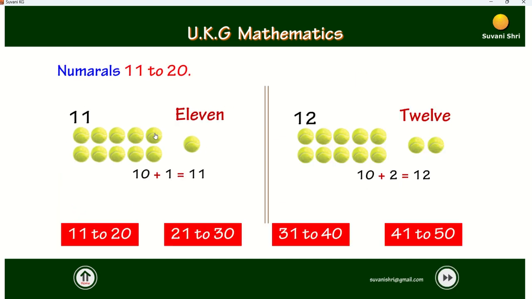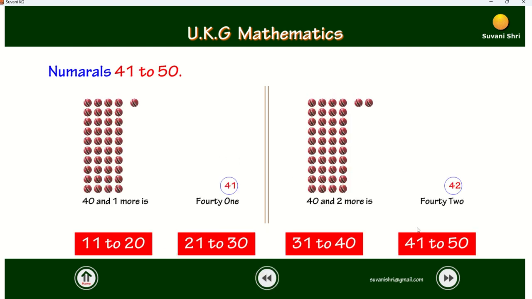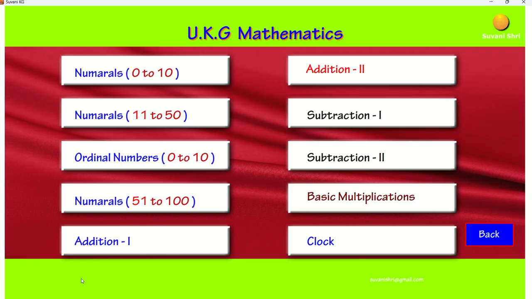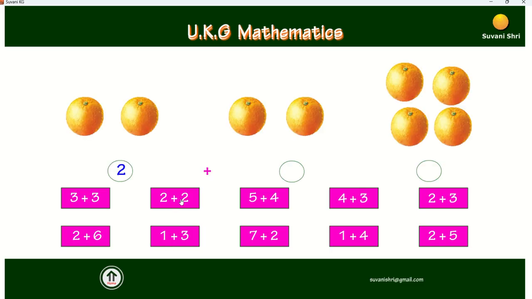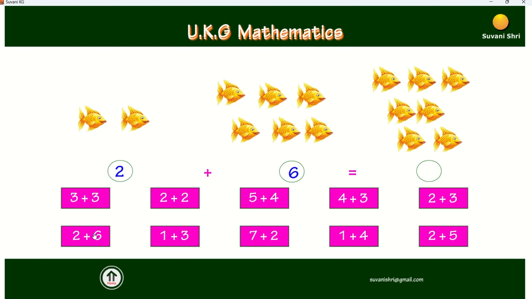11. 10 plus 1 is equal to 11. 40 and 1 more is 41. 40 and 2 more is 42. 2 plus 2 is equal to 4. 2 plus 6 is equal to 8.